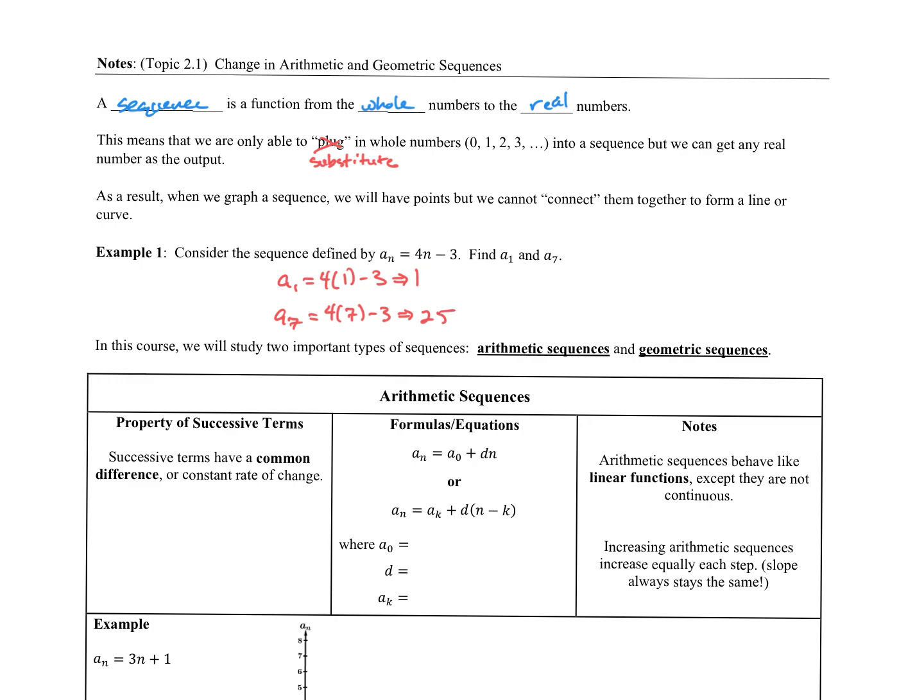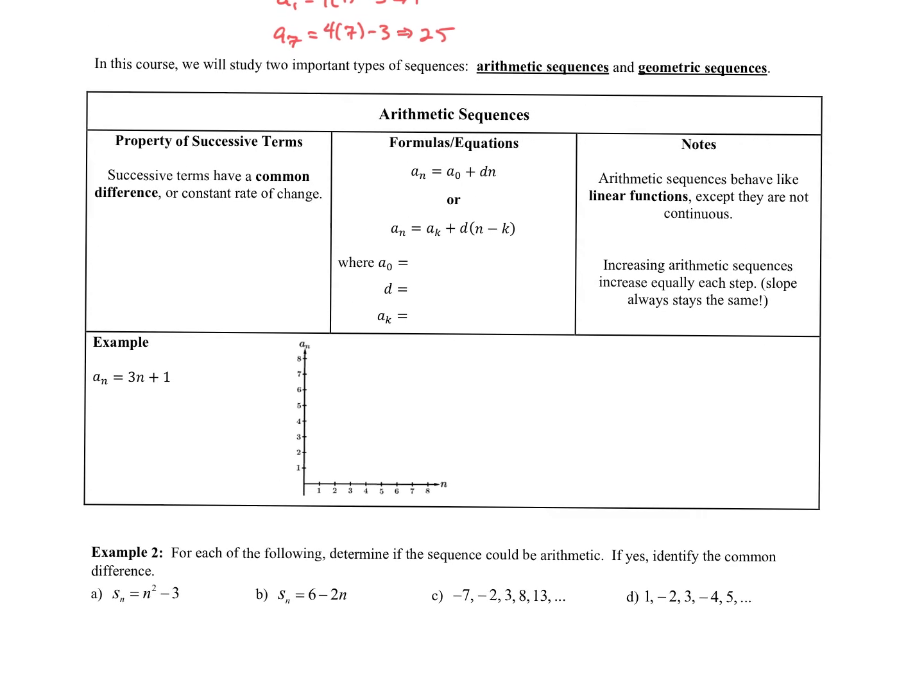All right, keep going. In this course, we will study 2 important types of sequences: arithmetic sequences and geometric sequences. Sometimes I pronounce it differently, but it is the same spelling. Arithmetic sequences have common differences. Successive terms have common differences, which is also known as the constant rate of change.